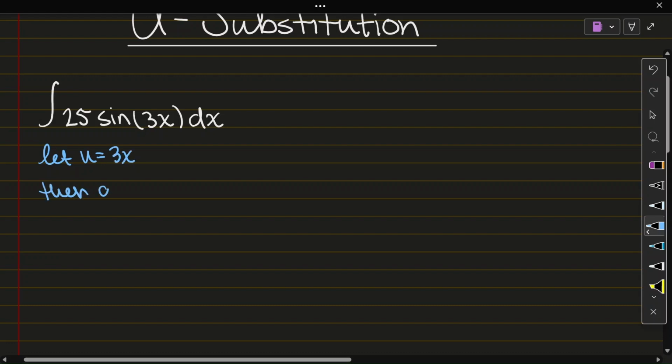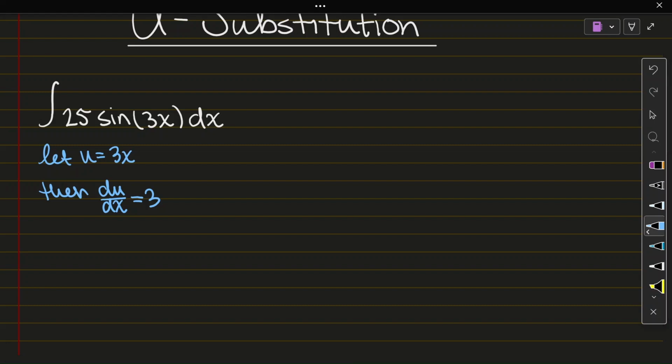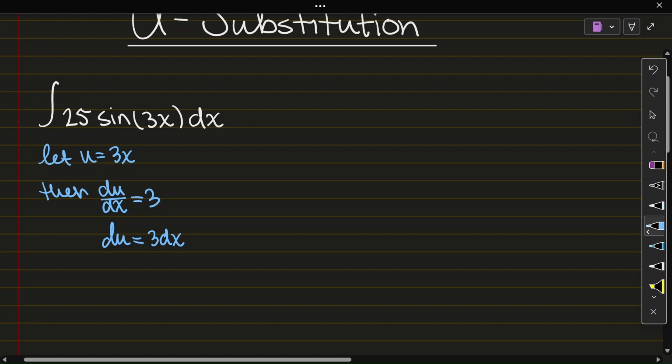Then du by dx is equal to 3. So that's just taking the derivative of both sides. Now we can use this mnemonic to figure out what our dx is in our U-substitution. So I can multiply both sides by dx and get that du is 3 dx, or I can divide both sides by 3 and get that dx is du over 3. Now, I have everything I need to make my substitution. This is going to be my u here, my 3x, and this dx becomes du over 3.